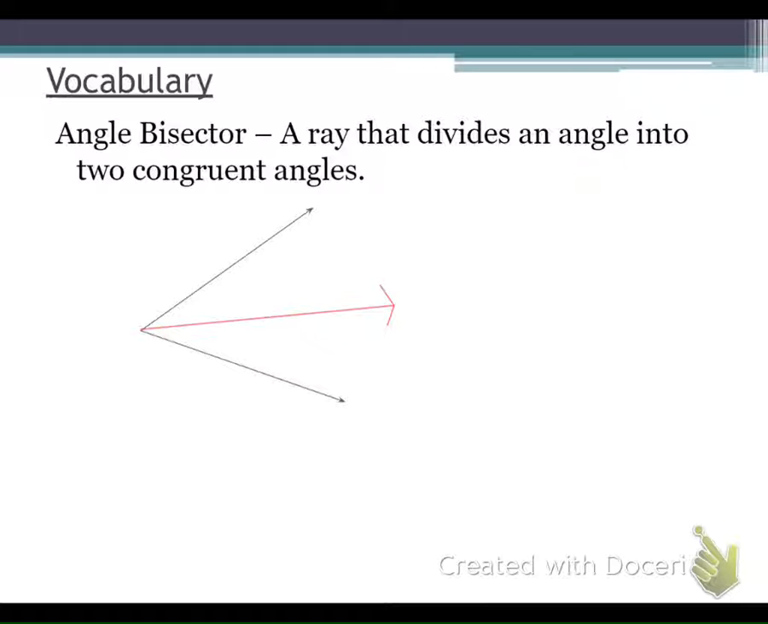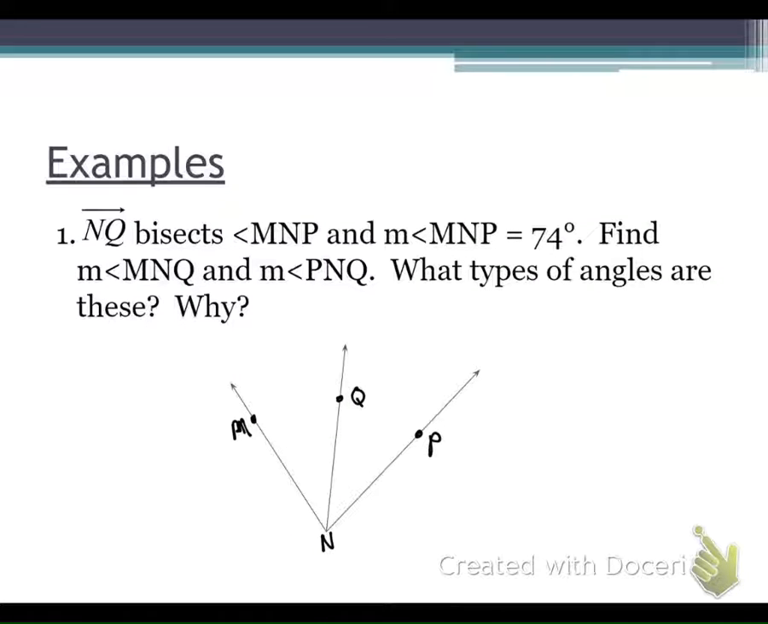So an angle bisector is a ray that divides an angle into 2 congruent parts, or 2 congruent angles, and you see that drawn by the ray in red. So our question reads, ray NQ bisects angle MNP, and the measure of angle MNP is 74 degrees. Find the measure of MNQ and the measure of PNQ. What types of angles are these and why?